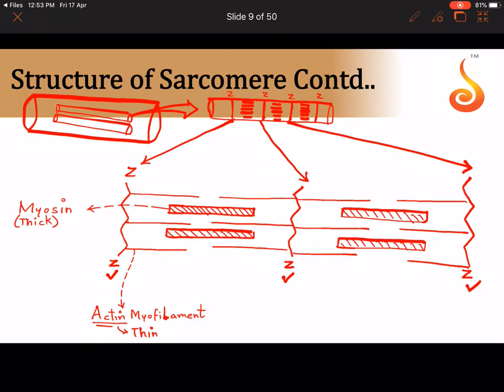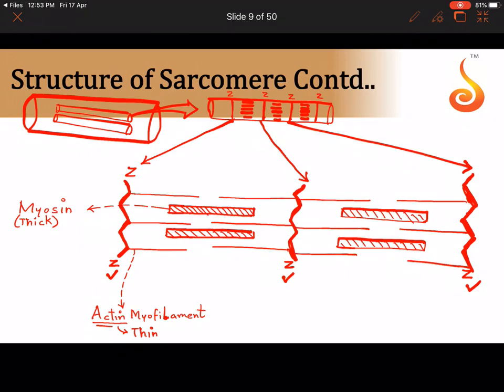Now tell me, which is the filament attached to the Z line? The Z line is the one here in the center. The zigzag line that you can see is the Z line. It is obviously the actin filament that is attached to the Z line. It is not the myosin filament that is attached to the Z line in this case. It is only the actin filament.